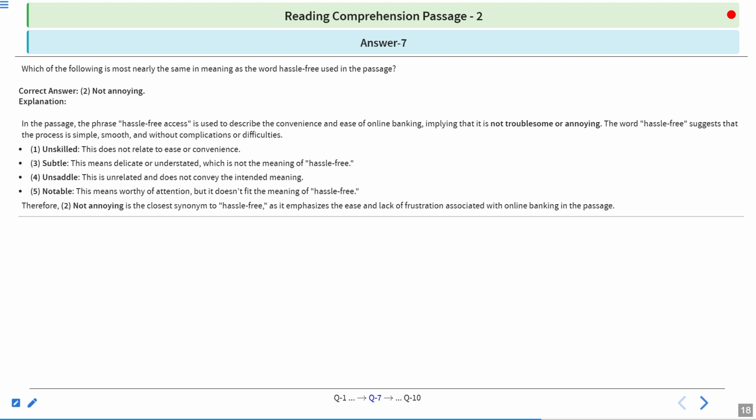Therefore, not annoying is the closest synonym to hassle-free, as it emphasizes the ease and lack of frustration associated with the online banking in the passage. I hope you understood the explanation.